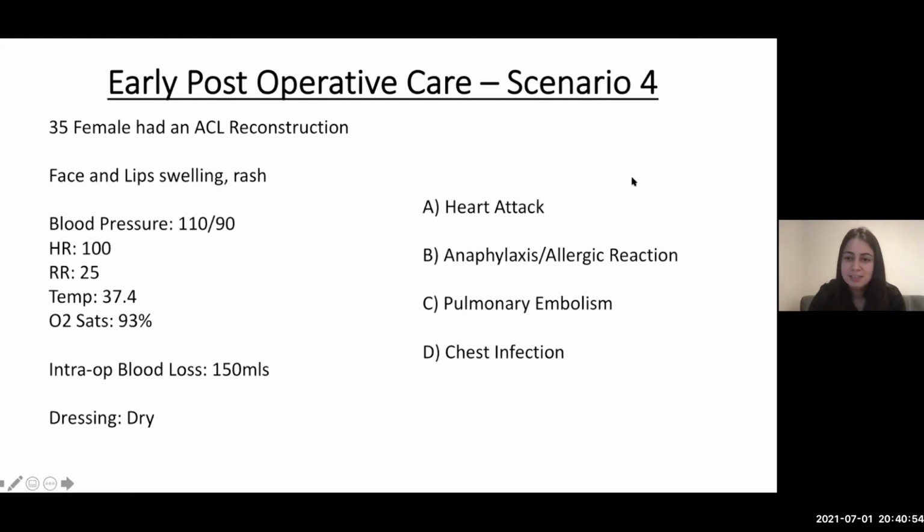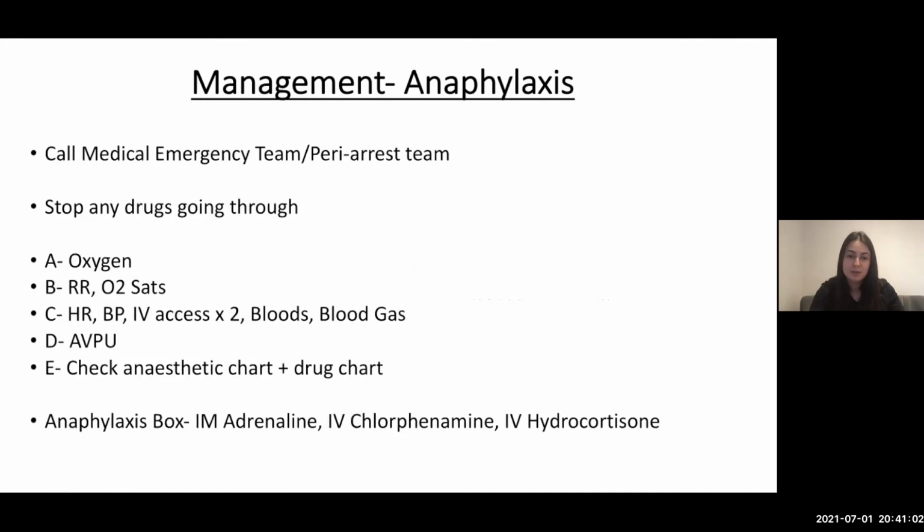The answer is B, an anaphylaxis allergic reaction. This is one you work extremely fast with. You just call the medical emergency team. If you have a peri-arrest team, they call them. If you don't have a peri-arrest team, then you call the 2222 cardiac arrest team. Stop any drugs which are currently going through the patient. So if anything is going through the cannula, stop it, and then you need to actually unscrew it from the cannula, and you actually need to take out that cannula, but I would make sure you can get some other access at the same time.